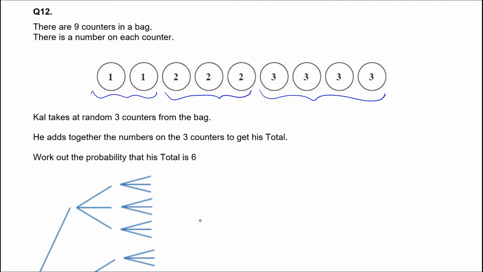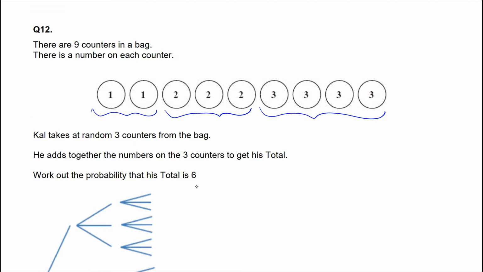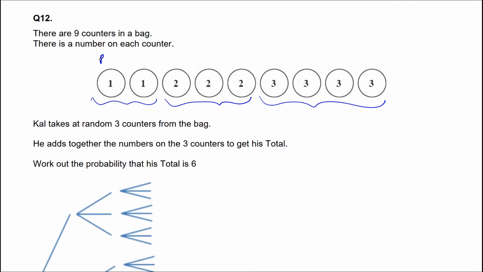So here the probability of 1, just from what we have here, will be equal to 2 over 9, and the probability of picking a 2 will be equal to 3 over 9, and the probability of picking a 3 will be equal to 4 over 9. Okay, so let's carry on.